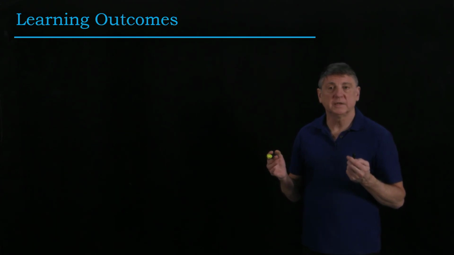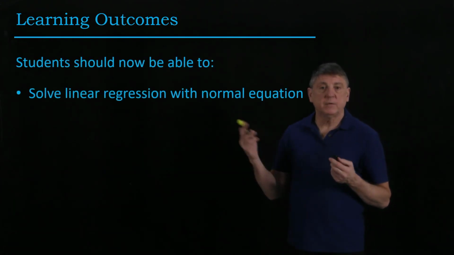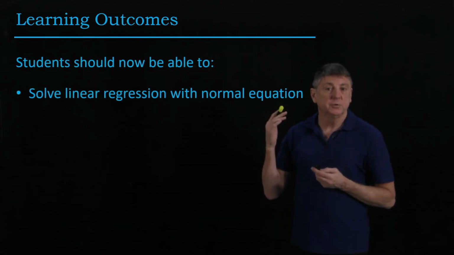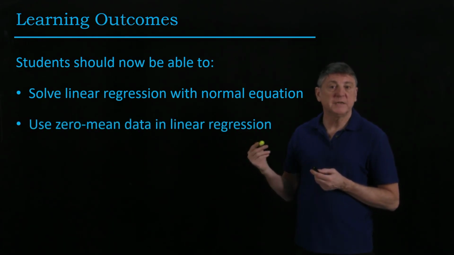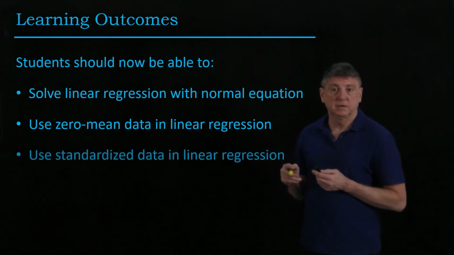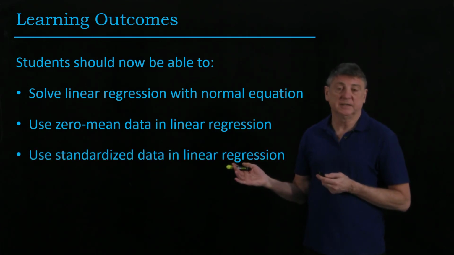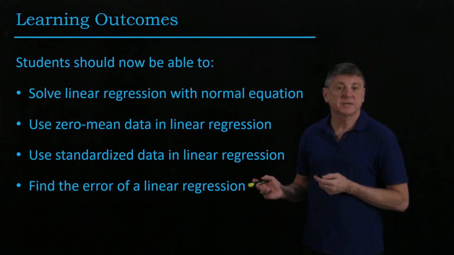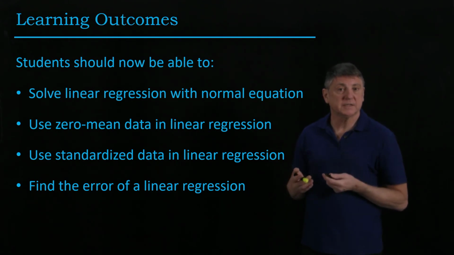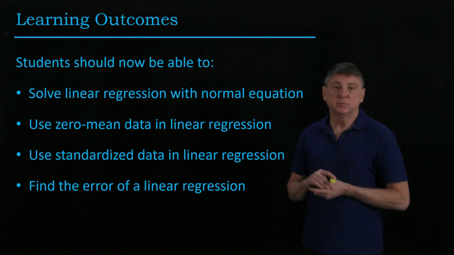What have we learned in this lecture? Well, we're now able to solve linear regression using the normal equation for projection. We know how to use zero-mean data in linear regression. We can use standardized data in linear regression. And we know how to find the error of a linear regression and evaluate or assess our linear regression by the root mean square error.